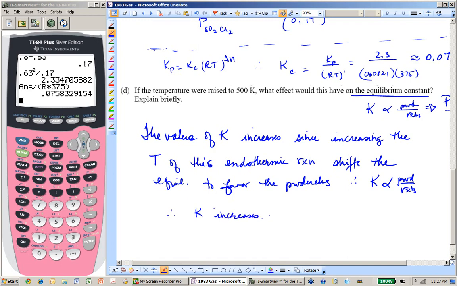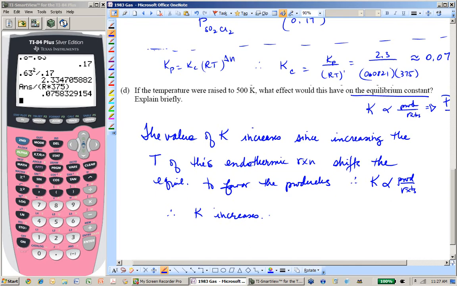Okay, a kid who's going to make a 1, 2, or 3 on this exam may stop at the value of K increases. You may or may not get credit for that. Matter of fact, I don't think you will, because it's a coin toss. Flip a coin. They're not going to give you any credit for that. You're going to have to explain why. That's why it says explain briefly.